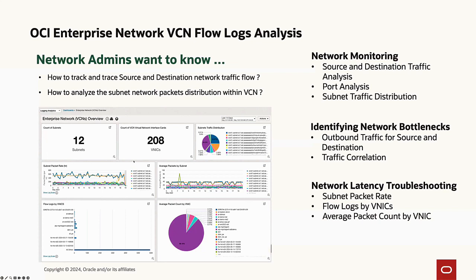Top down, we can look at the VCN level source and destination traffic analysis, as well as port analysis and subnet traffic distributions. We can also use that to identify network bottlenecks by looking into the outbound traffic for the source and destination and correlating the outbound traffic for the subnets. We can use the VNIC level details to troubleshoot network latency. We can use the subnet packet rate to identify which subnet has more packets flowing through the interfaces. We can identify individual cloud resources that have the most flow logs or traffic going through by using the average packet count by the VNIC.